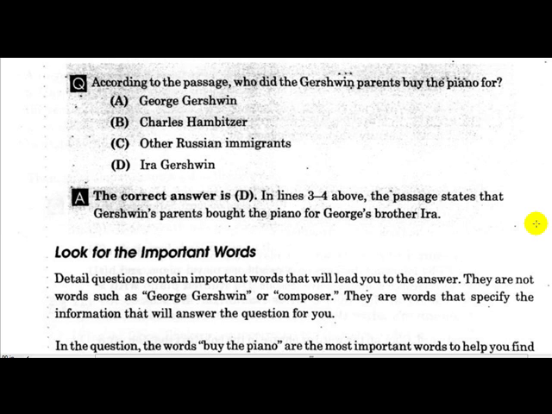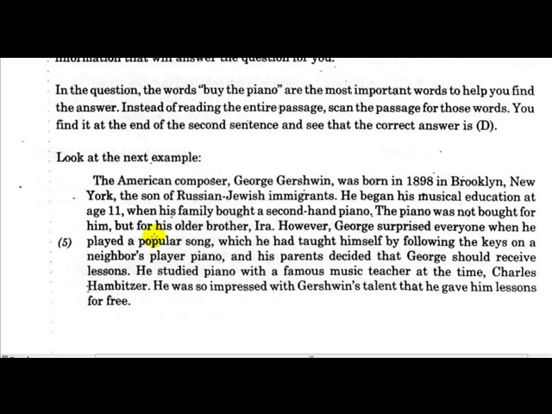Detailed questions contain important words that will lead you to the answer. They are not words such as George Gershwin or composer. They are words that specify the information that will answer the question for you. In the question, the words "buy the piano" are the most important words to help you find the answer. Instead of reading the entire passage, scan the passage for these words. You can find it at the end of the second sentence.